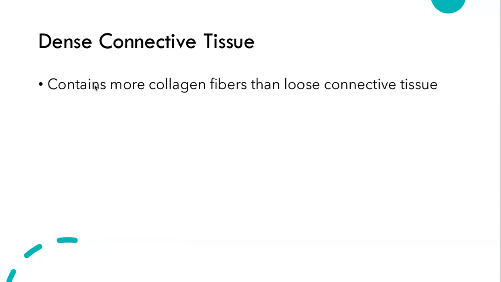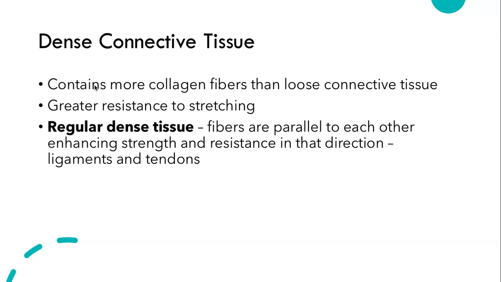Let's talk about dense connective tissue. It contains more collagen fibers than the loose connective tissue does, okay? That means it's going to have greater resistance to stretching. Makes sense so far. There's two types. So there's regular dense tissue where the fibers of collagen are parallel to each other, which enhances strength and resistance in the direction those fibers are facing. You see those in ligaments and tendons, right? Ligaments and tendons are really supposed to go in very certain ways. If they go the other way, that's probably not good, and they're not going to be able to stretch and resist the stretching as much.